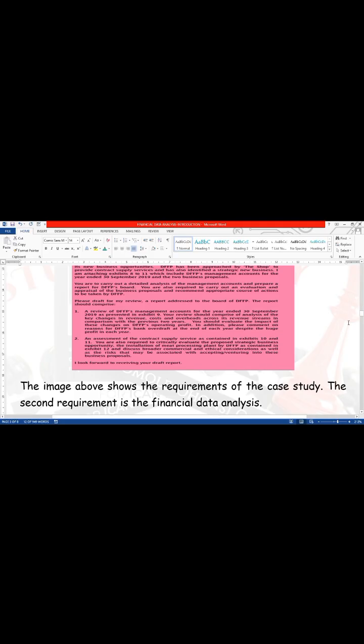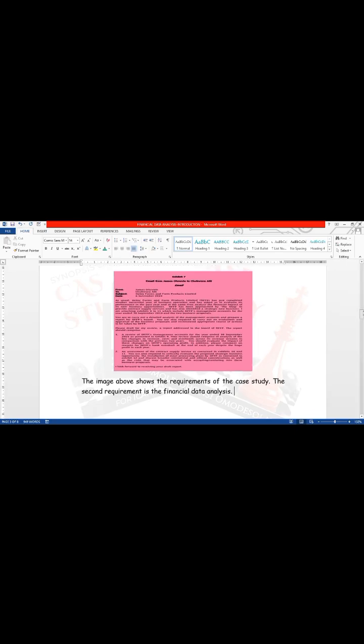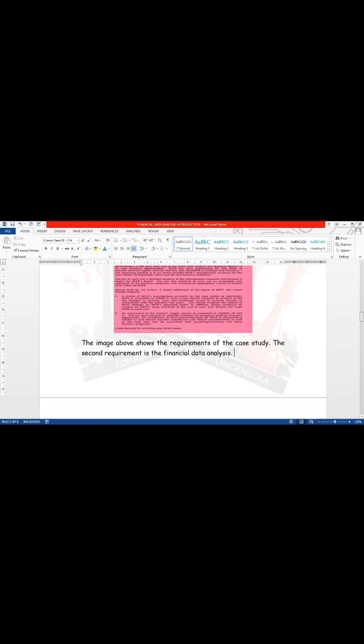So the above information shows the requirements of the case study. The second requirement is the financial data analysis because it covers contracts, projects, and proposed business proposals. So we are assessing the current proposals of the company, what they are currently considering to accept or reject, to venture in or not to venture in. Basically, that's what we're going to be looking at today.